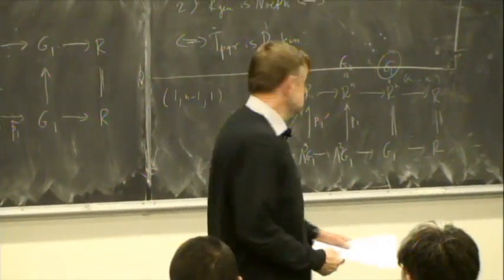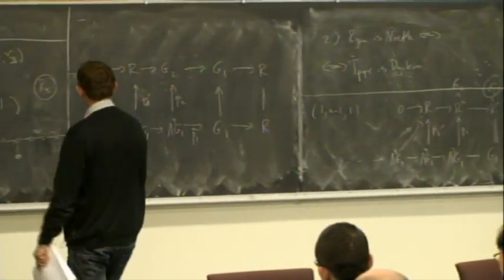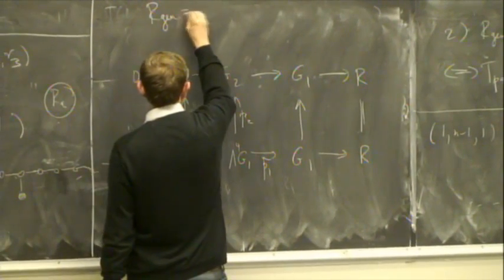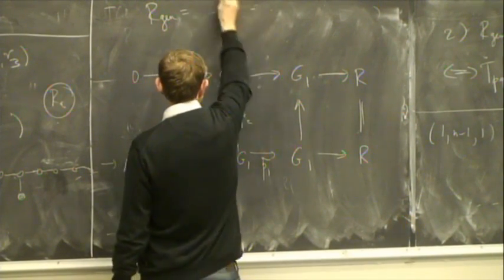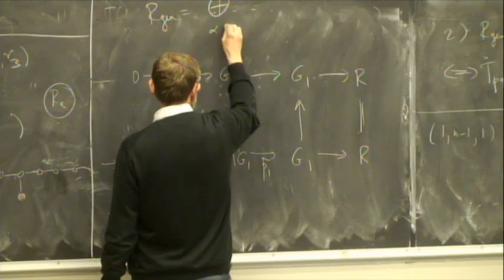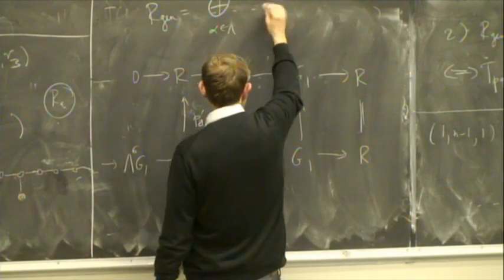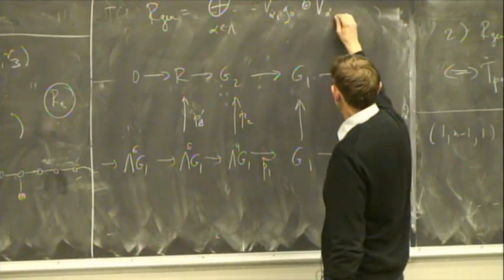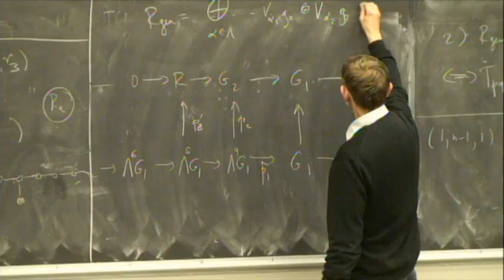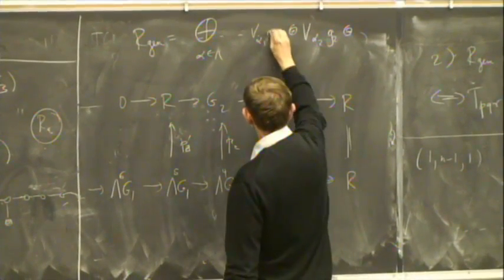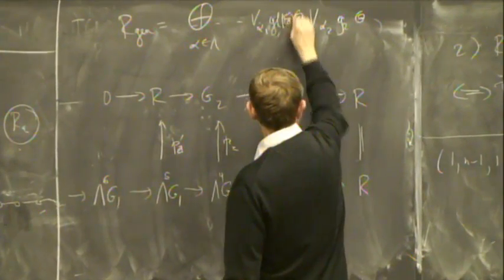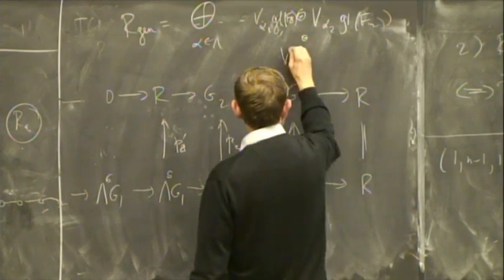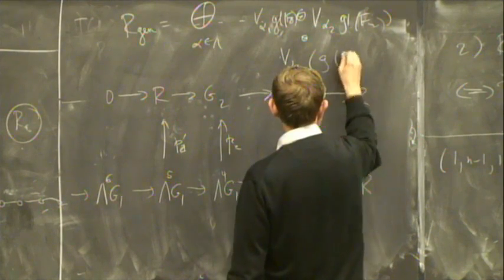Okay, so you see in this, I have my R generic. I have a decomposition as a sum over some alpha and lambda, and here you have some weights V lambda 1 G0, tensor V lambda 2 G2, tensor GL F0, GL F2, tensor V alpha 3 of this G of TPQR.